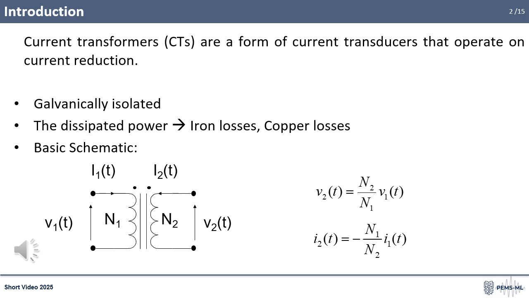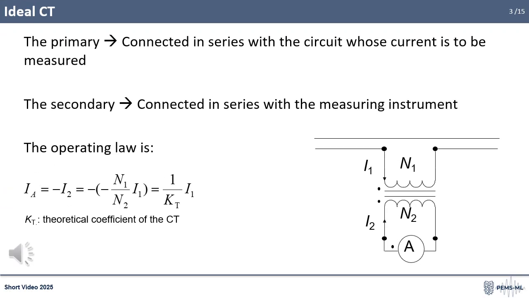The voltage and current relationships, expressed in terms of the winding turns ratio, can be represented as indicated on the slide. As shown in the diagram, in an ideal CT, the primary winding is connected in series with the line carrying the current to be measured, while the secondary winding is connected to the measuring instrument. The transformer provides perfect galvanic isolation between the primary and secondary sides, meaning no direct electrical connection exists between them.